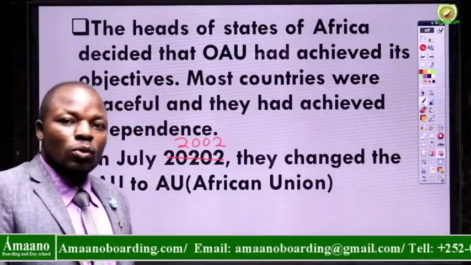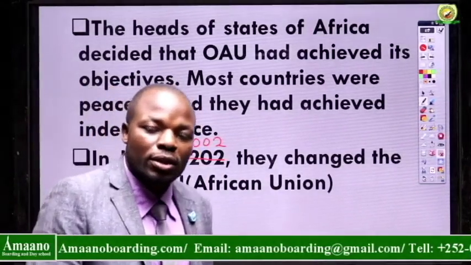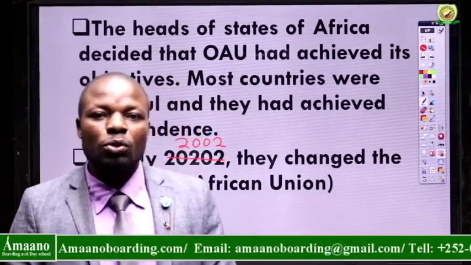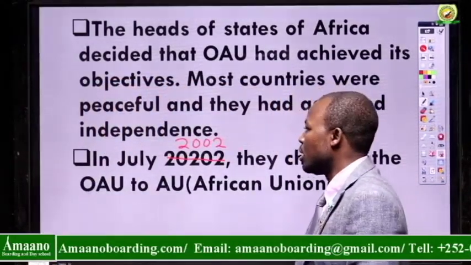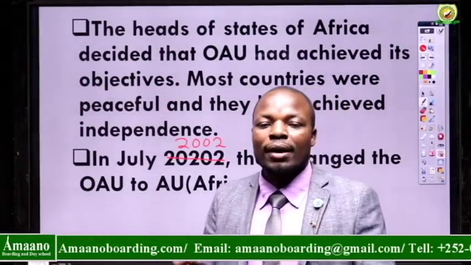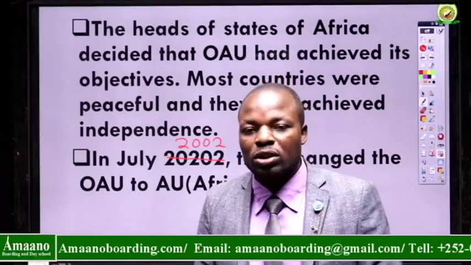Now, once again, in which year was the Organization of African Unity formed? It was formed in May 1963. In which year was it changed? It was changed in July 2002. Its headquarters are in Addis Ababa, the capital city of Ethiopia.